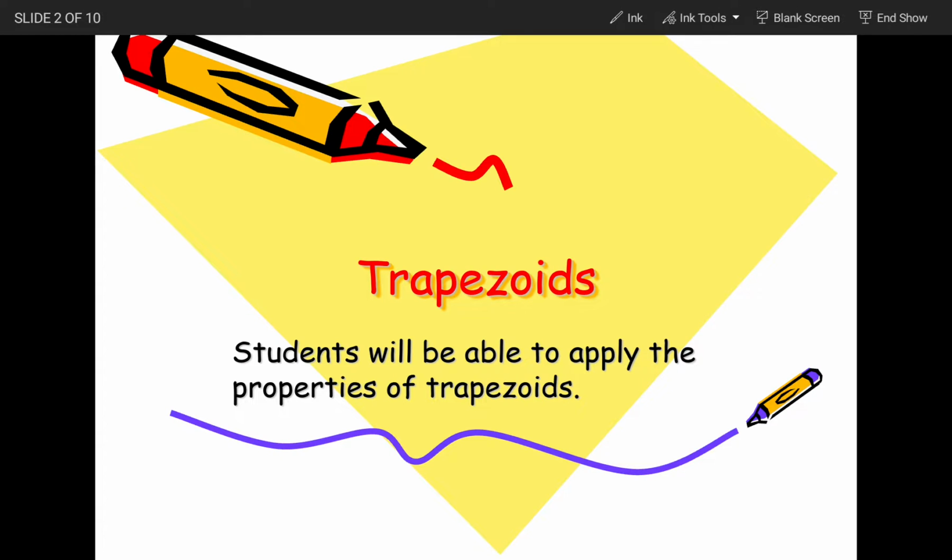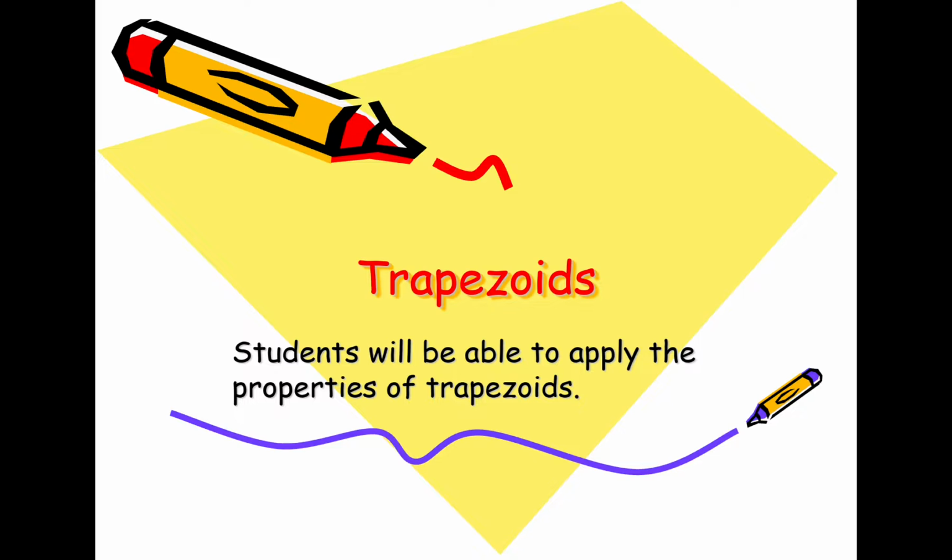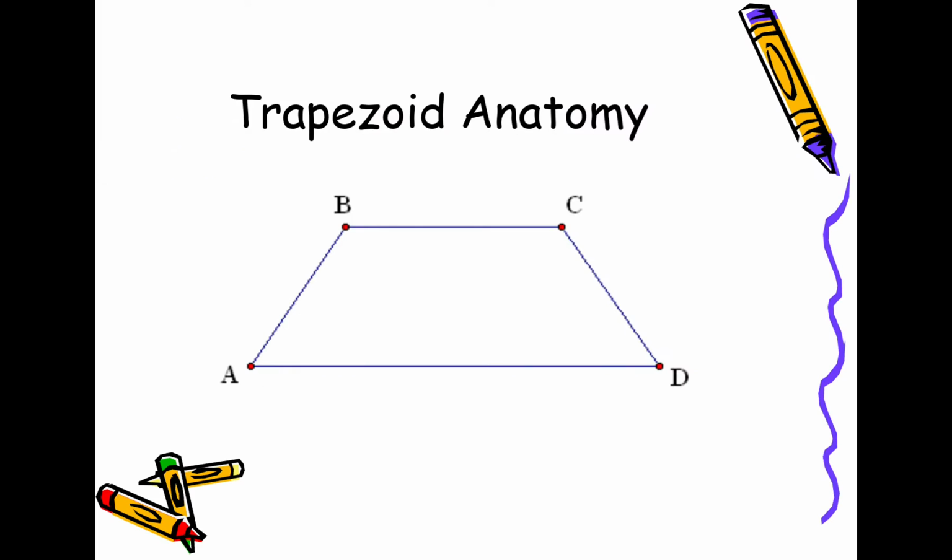All right, last day of the lesson, trapezoids. So we're going to be able to apply the properties of a trapezoid, all right? First off, we have the basic trapezoid. A trapezoid has exactly one pair of parallel sides. Obviously, this is not a parallelogram because it's only one set. So that is the definition of a trapezoid. BC would be parallel to AD, okay?